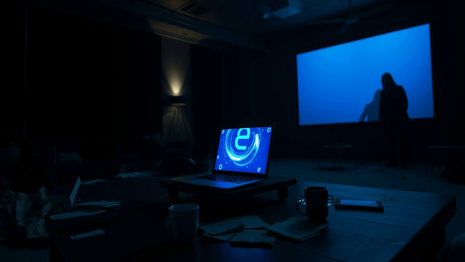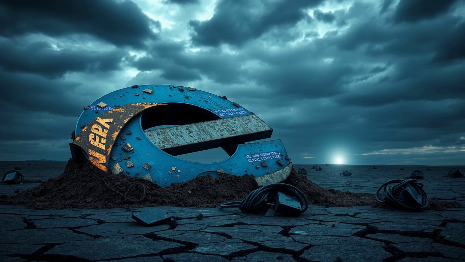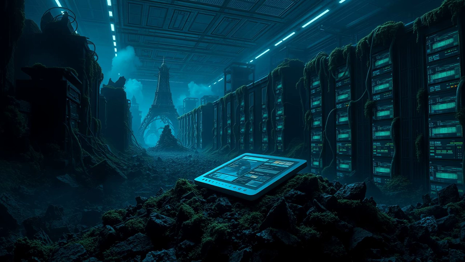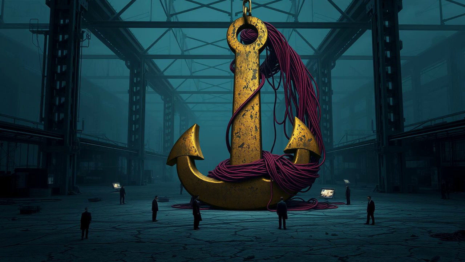Printouts detail frustrating bug reports and plummeting user numbers. The symbolic E starts to look less like a confident portal and more like a relic. Building on what came before, the writing was clearly on the wall for the legacy browser. The response arrived as Project Spartan, eventually launching as Microsoft Edge.